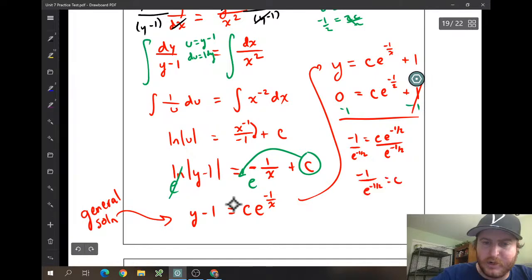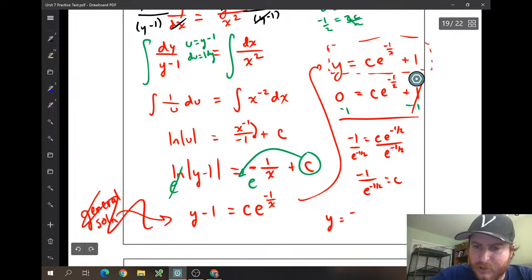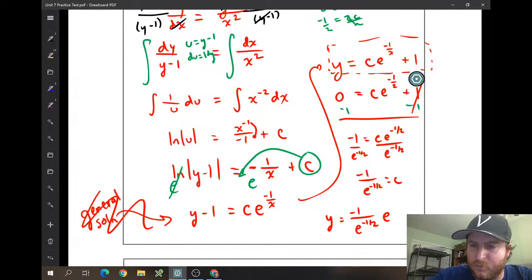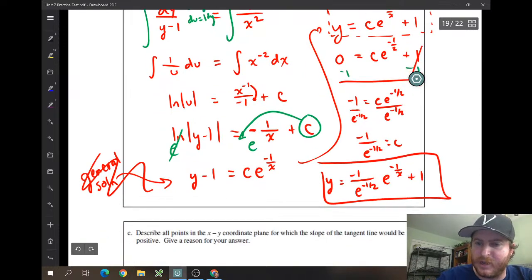And so then I'll just plug that back in to this guy. That was our general solution. I said this was the general solution, was actually that one up there. So this is y equals negative 1 over e to the negative 1/2 times e to the negative 1 over x plus 1. And that is a perfectly fine answer. Now, if you wanted to bring the negative exponent up, you can. So you could also bring that up and make it negative e to the negative 1/2 times e to the negative 1 over x plus 1.